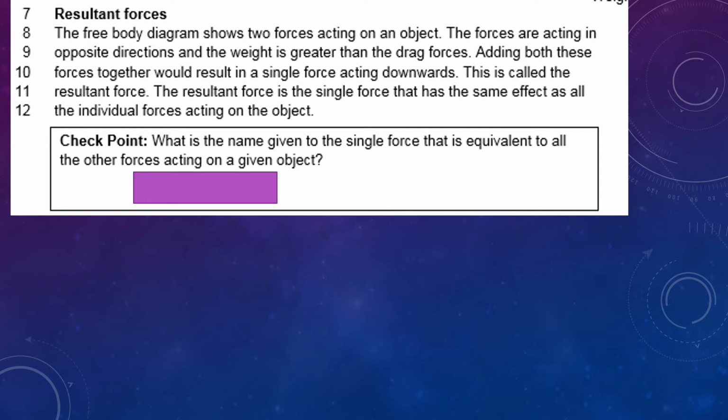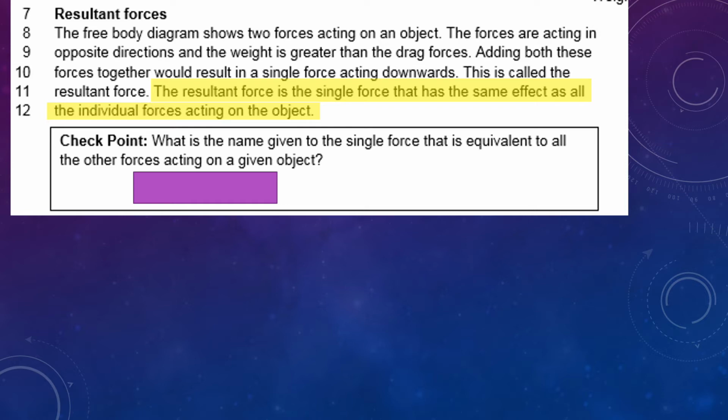You can put on any numbers there, but really your weight should be bigger than your drag. For example, your weight is 10 newtons and your drag is 7 newtons. Then your resultant force would be 3 newtons going downwards. So that's your resultant force. Your resultant force is always going to be a single force that has the same effect as all the individual forces acting on an object.